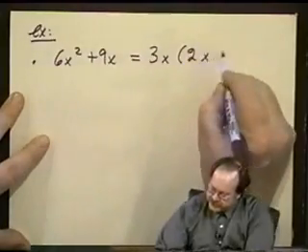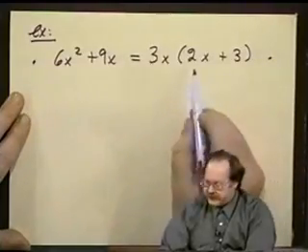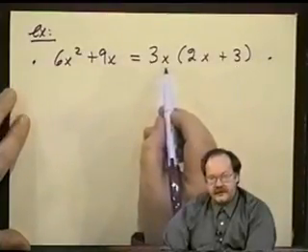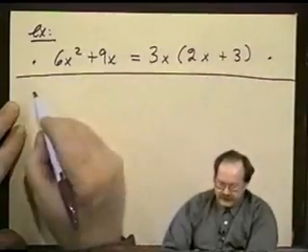I'm left with 2x here plus 3. Now, there's nothing I can do to take this any further. This is a nice linear term, and this is also a linear term. So I'm finished as far as this goes. So that was easy. Let's do another one.